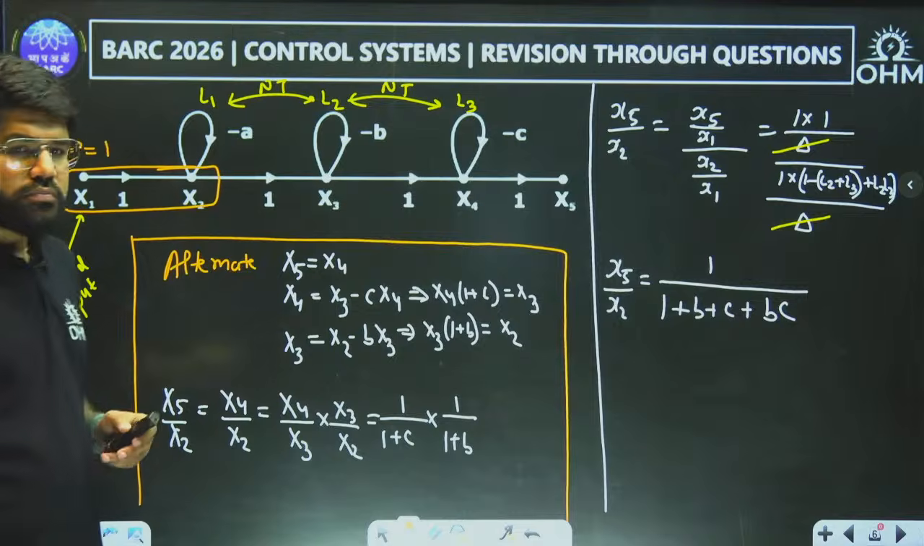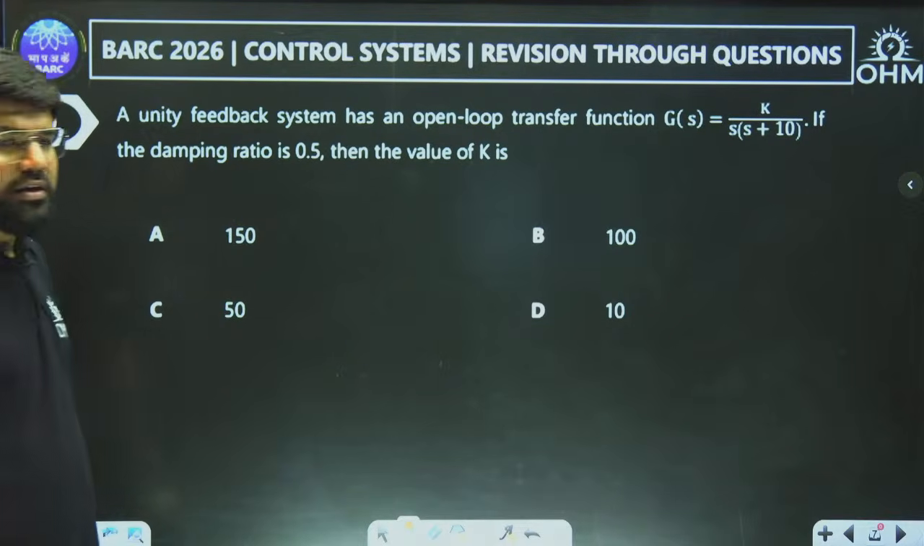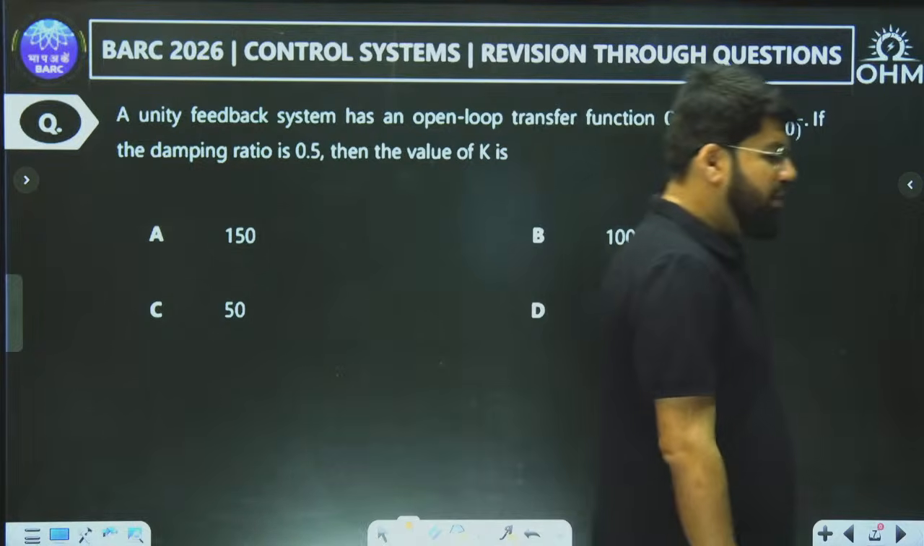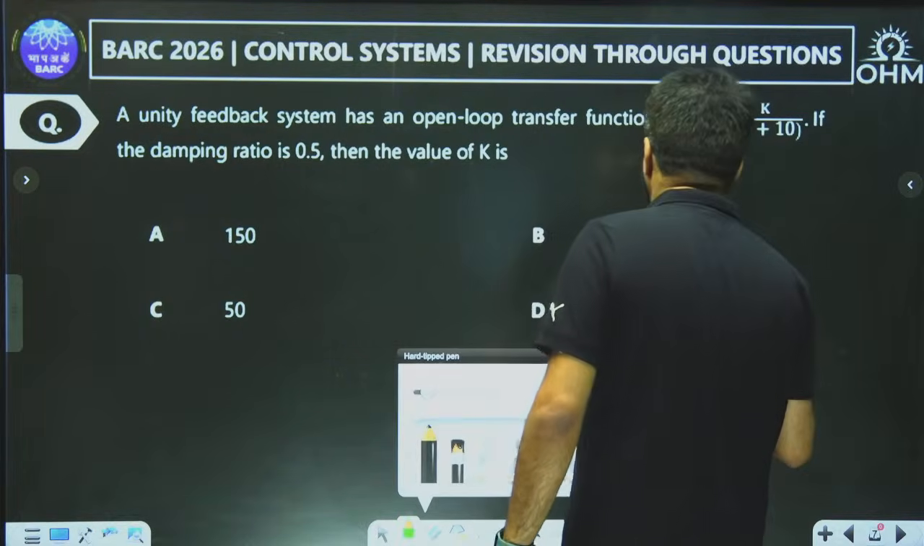Next question. A unity feedback system has the open loop transfer function given by k upon s, s plus 10. If the damping ratio is 0.5, what is the value of k? Very simple question it is. So some questions can be straightforward as well.